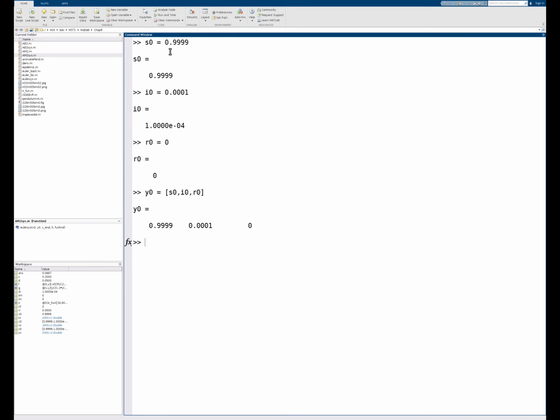Oh, by the way, on MATLAB, these are going to be row vectors. In the notes, I wrote them as column vectors. Not really a big deal. Just have to remember when we're working with MATLAB, they're actually going to be row vectors.